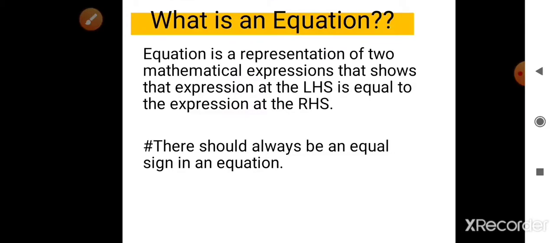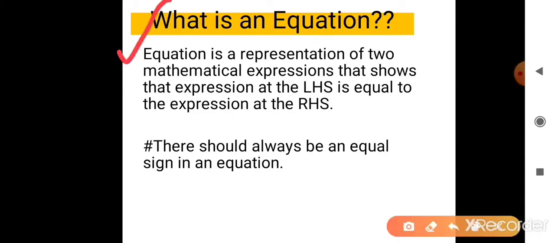So what is an equation? Now we have already discussed what simple equations are, right? But there needs to be a specific definition for an equation. So what is an equation? As you can see here, an equation is a representation of two mathematical expressions that shows that the expression at the left hand side is equal to the expression at the right hand side.